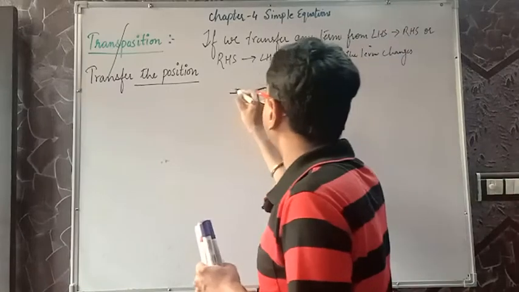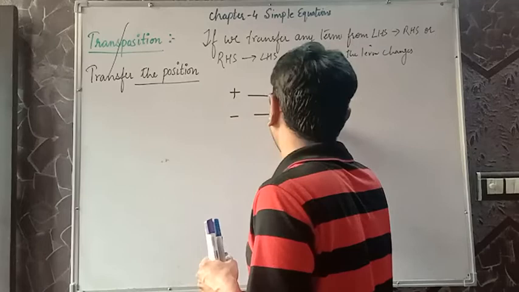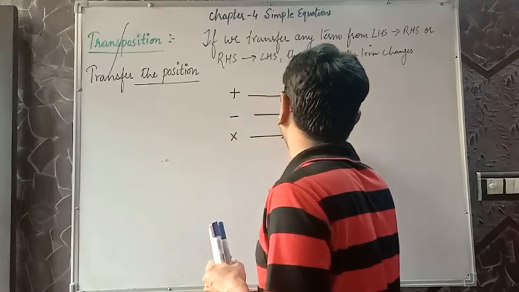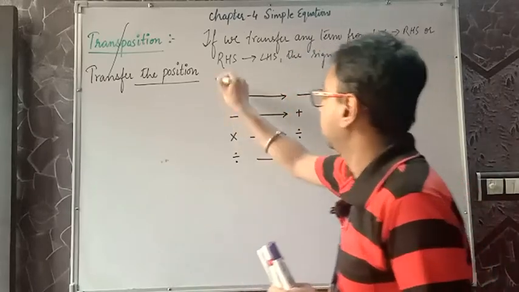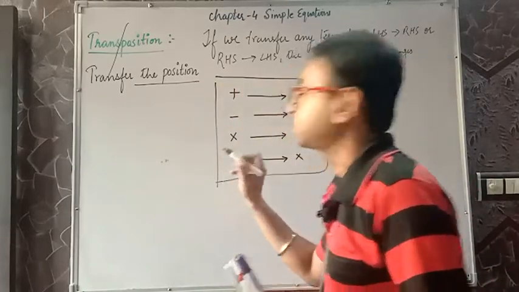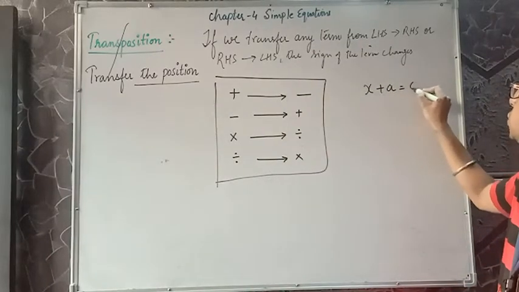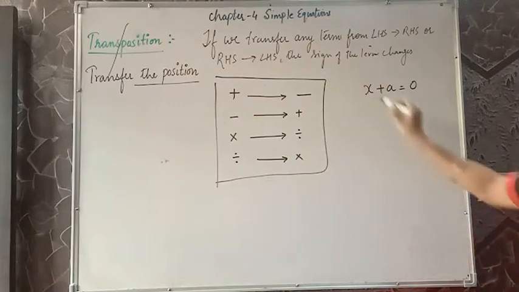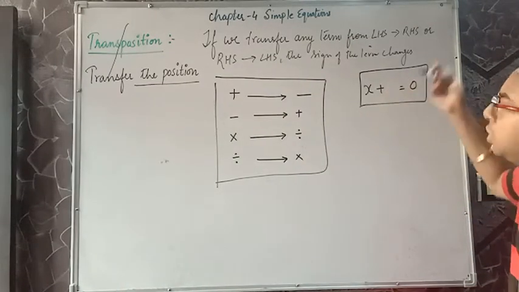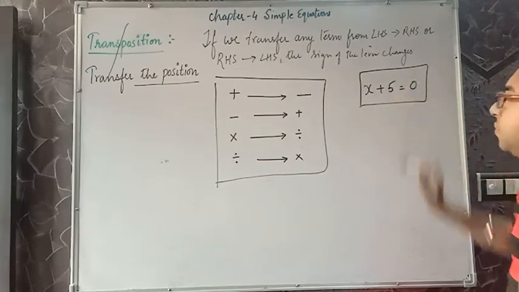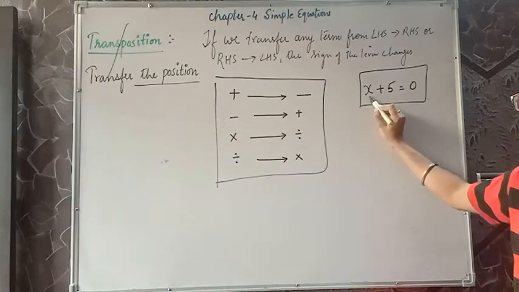Your plus will change to minus, your minus will change to plus, your multiply will change to divide, and your divide will change to multiply. This is what transposition is. For example, if I am having x plus a is equal to 0, this is one linear equation, one variable. Let me take 5 instead, otherwise we will get confused. This is a linear equation. Now we have to find the value of x, the solution of it.